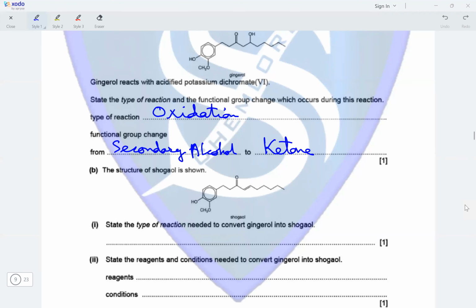The structure of shogol is shown. State the type of reaction needed to convert gingerol into shogol. The difference between gingerol and shogol is that the secondary alcohol group and the carbon next to it has a double bond present, which means the OH was removed from the carbon with the OH group on it, and a hydrogen atom was removed from the carbon on its left, introducing the double bond. That means dehydration took place. So the type of reaction needed to convert gingerol into shogol is dehydration.